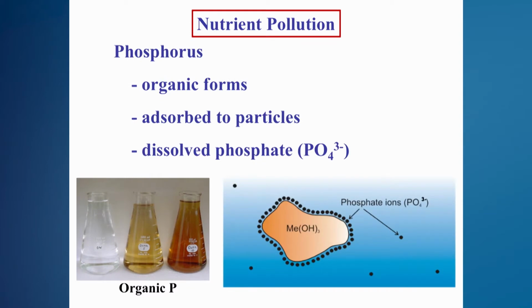In terms of phosphorus, we also have organic forms, such as the colored material we see here in the beakers. We have phosphate that is adsorbed to particles like iron oxides, and then we have dissolved phosphate, which is dissolved in the water column. The phosphate is readily available to aquatic organisms, and also a portion of this adsorbed phosphorus is available as it desorbs to the water column and becomes available to the aquatic organisms.